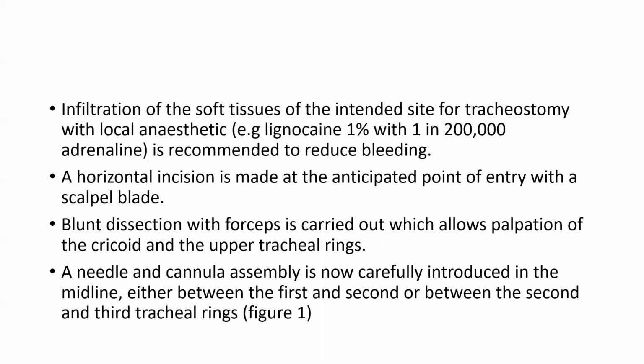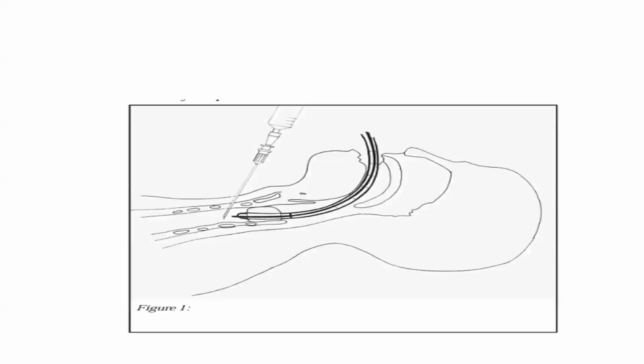Infiltration of the soft tissues of the intended site for the tracheostomy with local anesthetic is recommended to reduce bleeding. A horizontal incision is made at the anticipated point of entry with a scalpel blade. Blunt dissection with forceps is carried out, which allows palpation of the cricoid and upper tracheal ring. The needle and cannula assembly are now carefully introduced in the midline, either between the first and second or between the second and third tracheal ring.